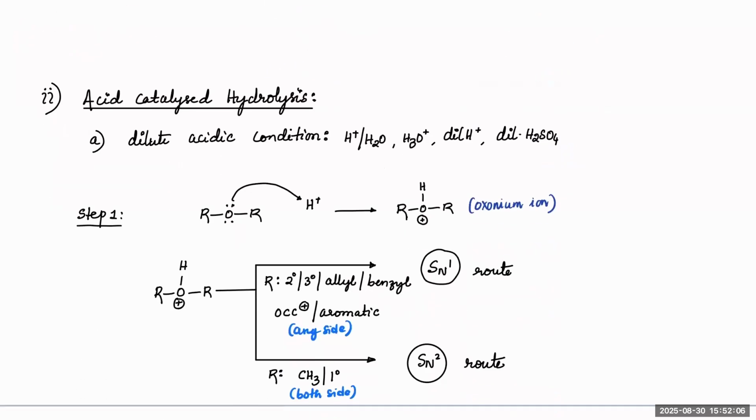But if you take a dilute condition, it can be given this way: H plus in water, H3O plus, dilute H plus, dilute H2SO4. These are different ways of representation. In that case, oxygen will first take H plus and convert into this ion, which is called an oxonium ion.